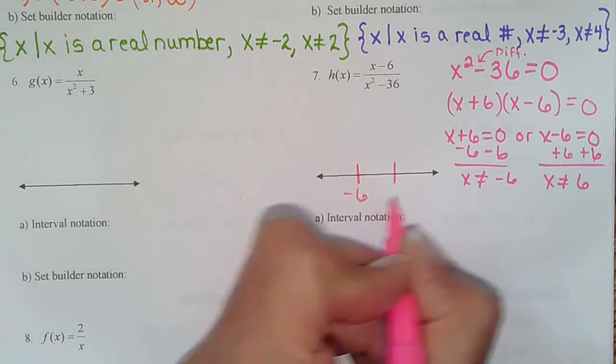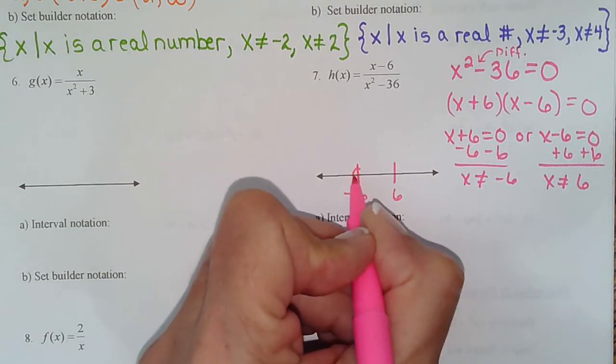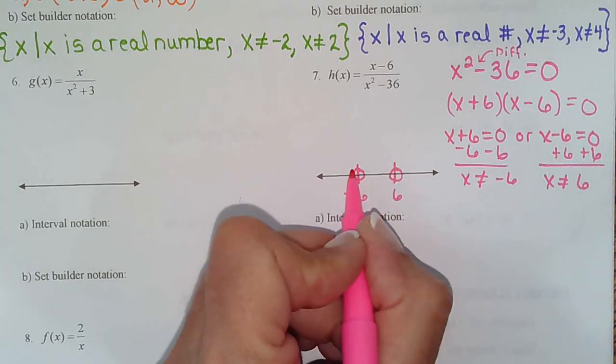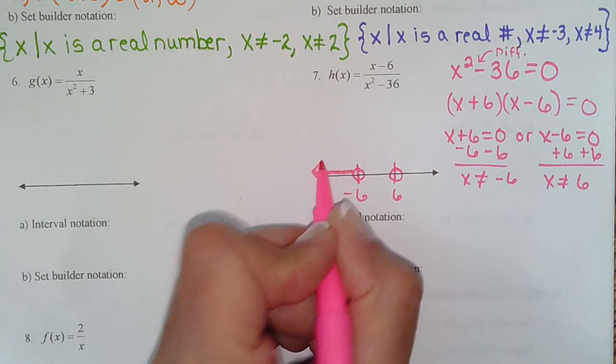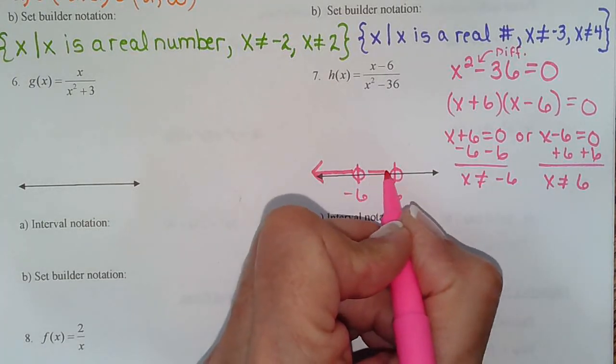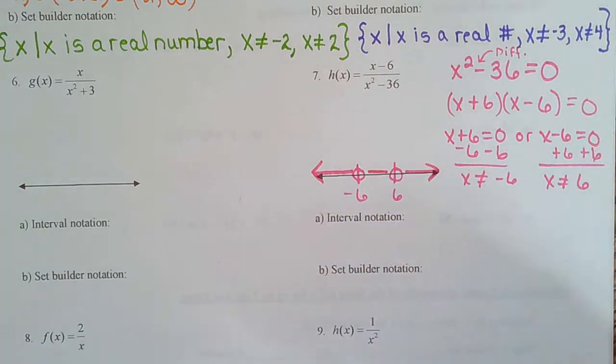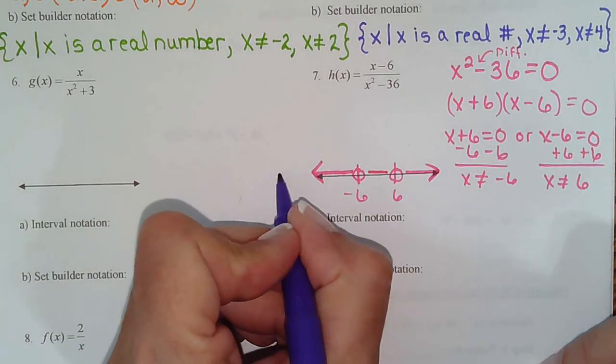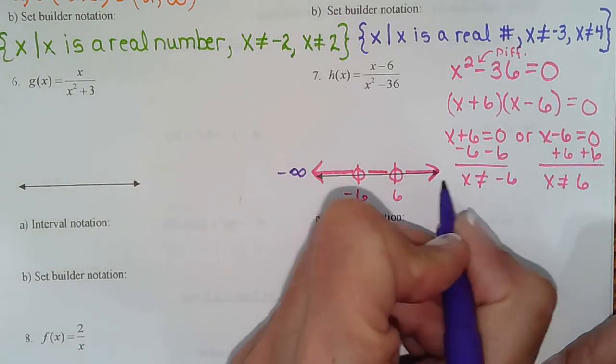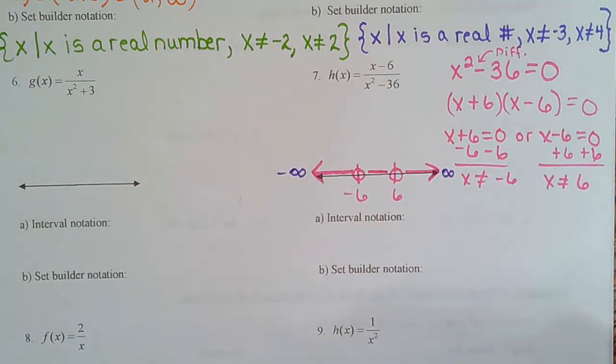So put them in the proper order on the number line, circle. So x can be anything to the left of -6. It can be anything between -6 and 6. And it can be anything to the right of 6. The only two values it can't be are -6 and +6 because they make the denominator 0.